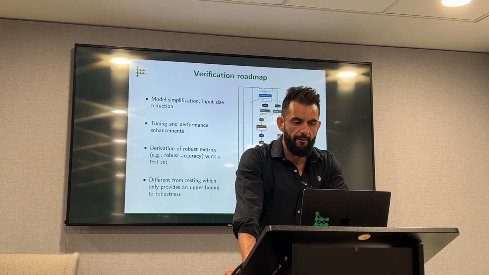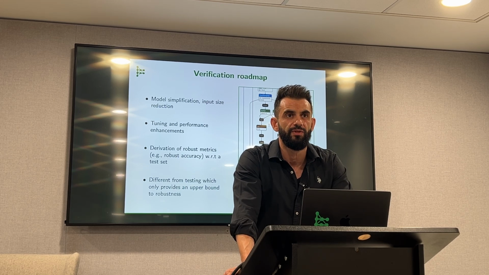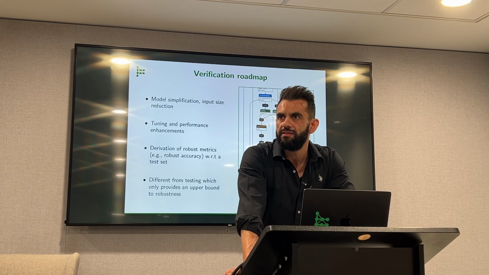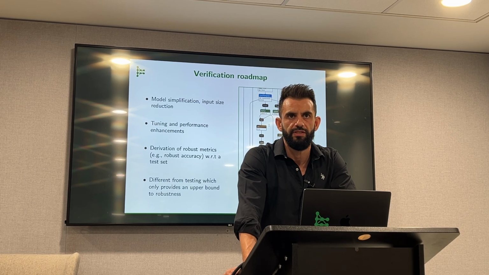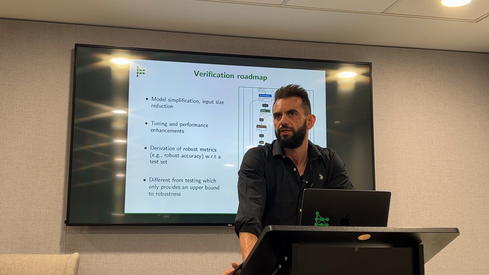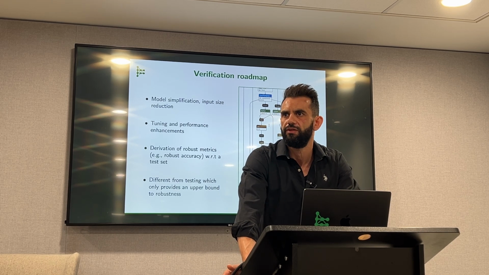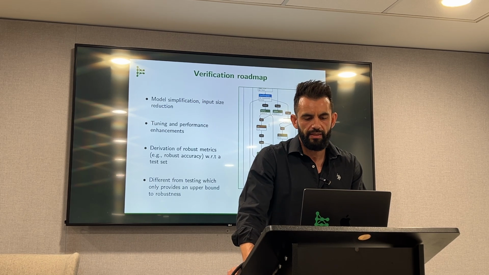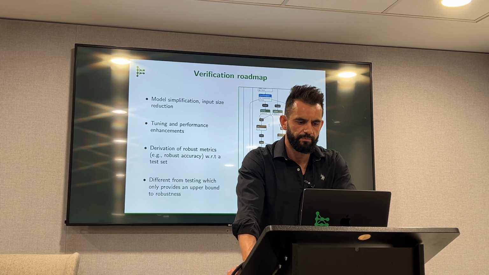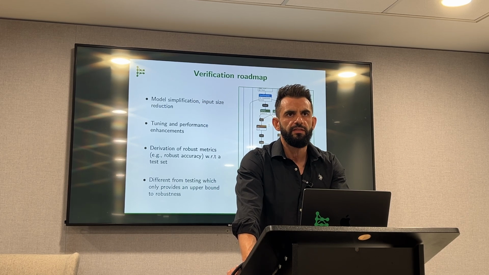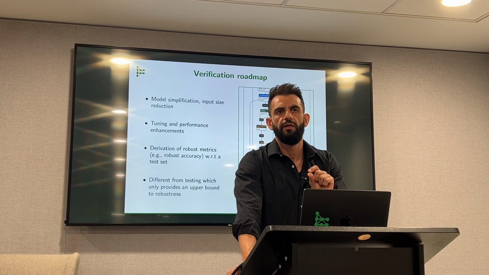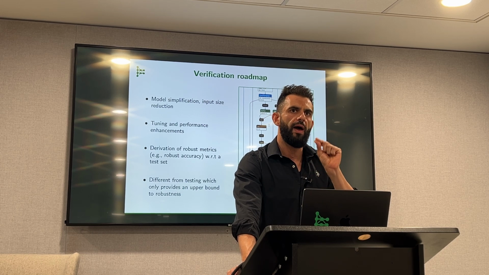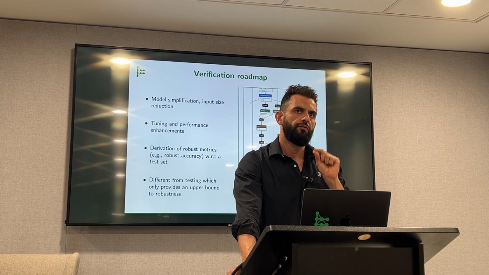Having done the tuning, we then analyze the models by testing the robustness of the models on each of the test points. This gives us what we call robust accuracy, which does not simply express the accuracy of the model, but it expresses how robust the model is in being accurate. And again, this is very different from testing, where testing can only give you an upper bound on robust accuracy. Formal verification can give you the exact robust accuracy.